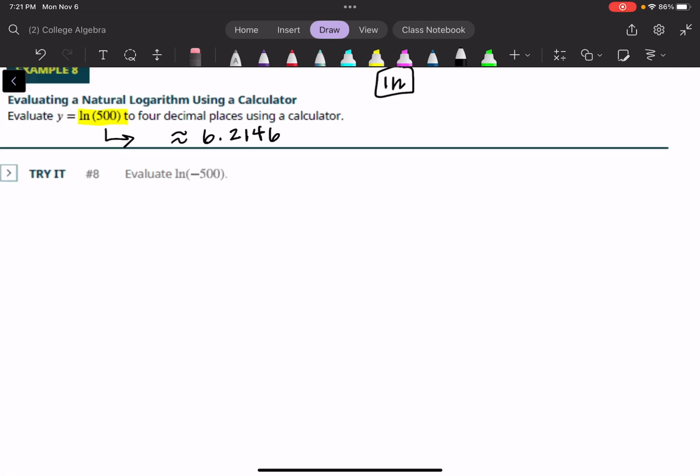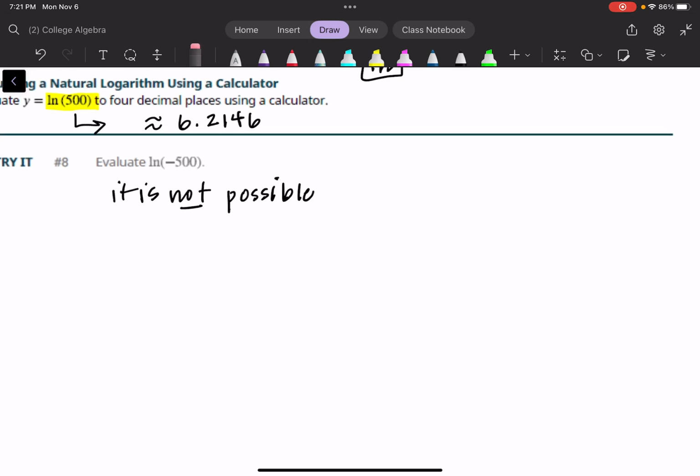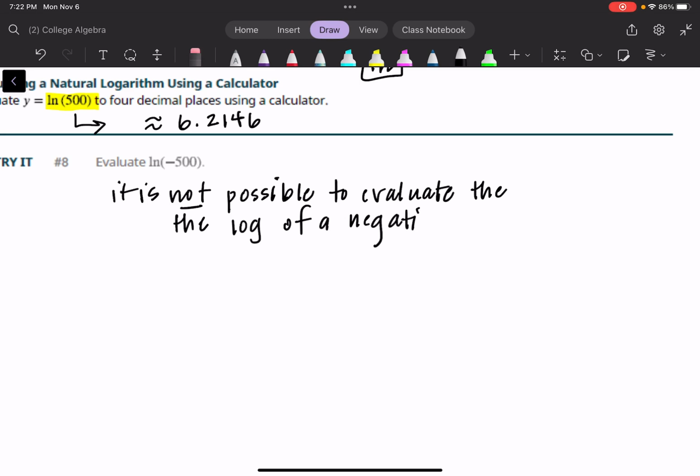So you'll see that you got a domain error, right? And that is because it is not possible. If you remember earlier in our definition of the exponential and logarithmic function, it is not possible to evaluate the log of a negative number in the real numbers anyway, right? We could extend this to the complex numbers, but we're not doing that.